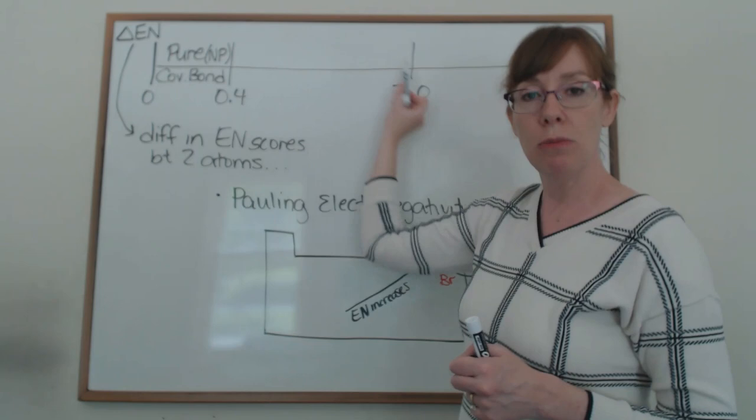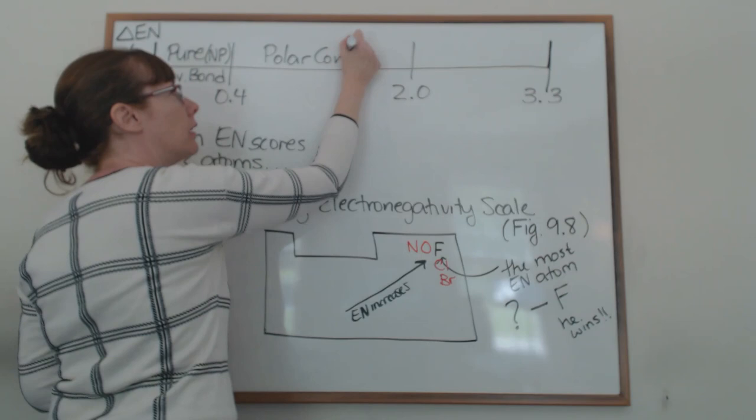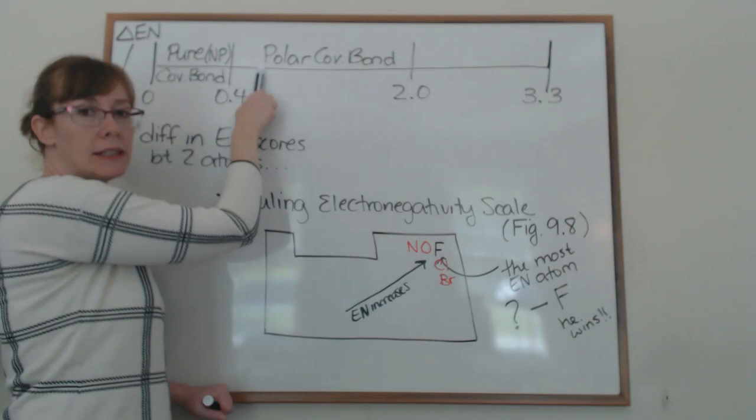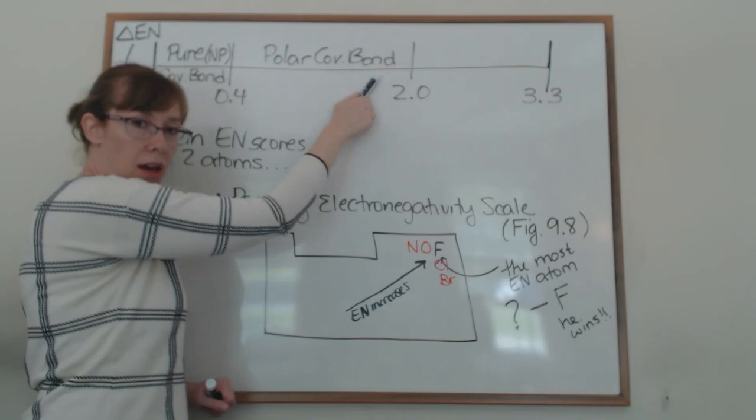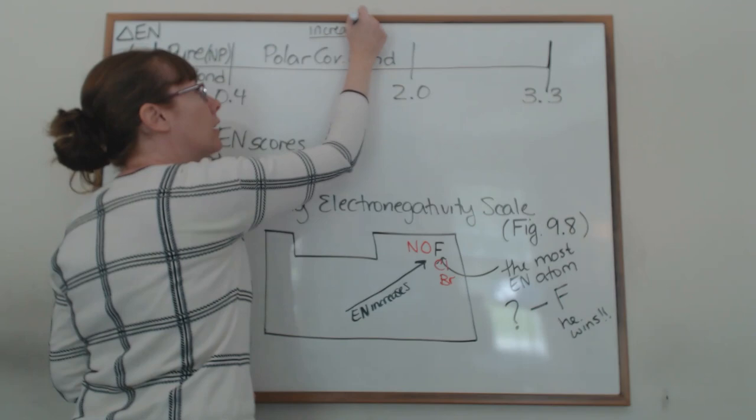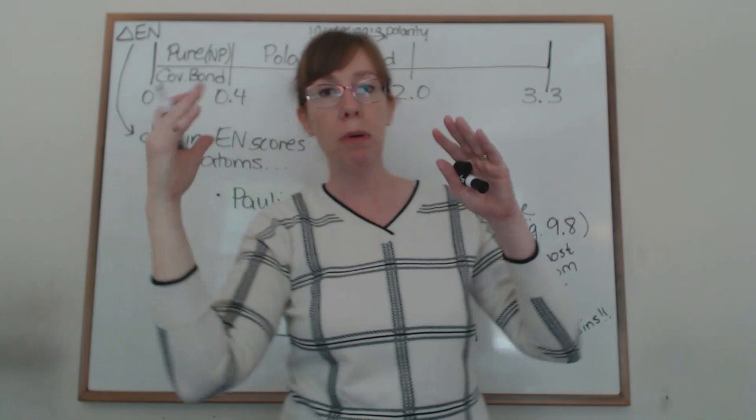If you're between 0.4 and 2.0, this is what scientists would call a polar covalent bond. But even there, there's a continuum. If you're in this area here, you're polar, yes, but you're not as polar as you are up here. So really, as you move to the right, you are increasing in polarity, which means the difference between your partial positive and partial negative side is big. They're farther and farther away.